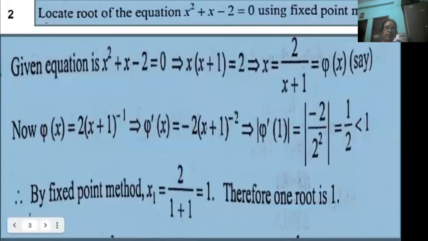Now we will continue with some problems. Locate the root of the equation x square plus x minus 2 equal to 0 using the fixed point method.